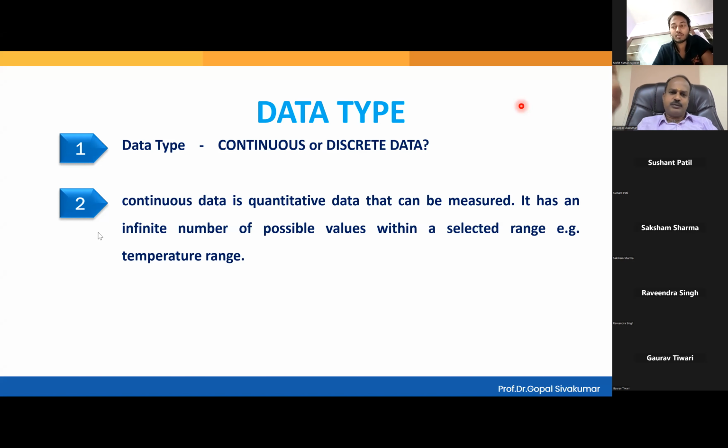Anything can come. If you take a thermometer, it can be any one of the infinite possible values. All of you understand the meaning of infinity coming there? Yes, sir. That's why it's called continuous.